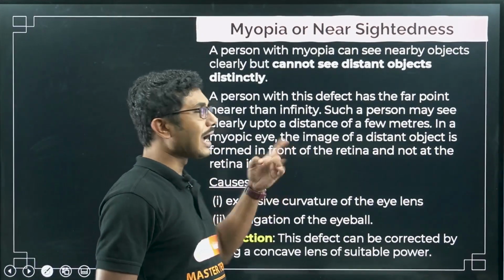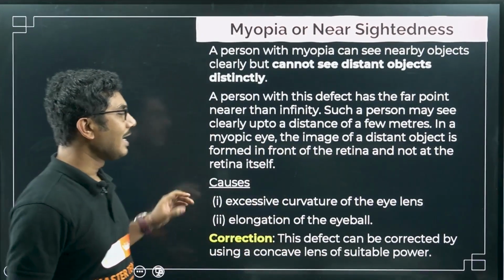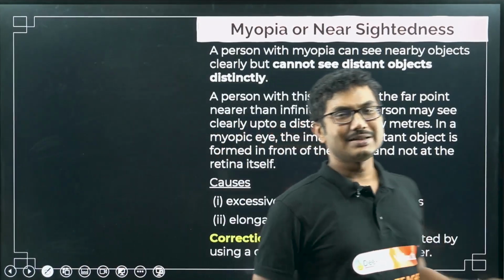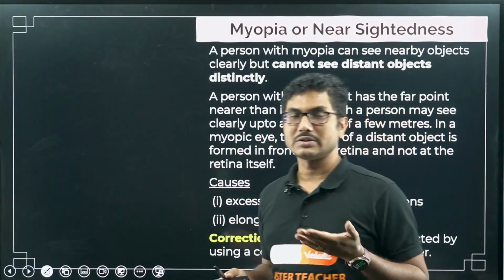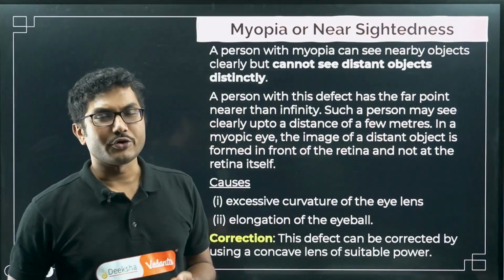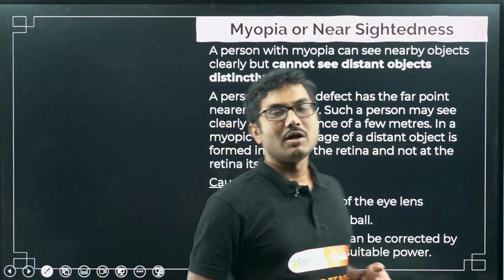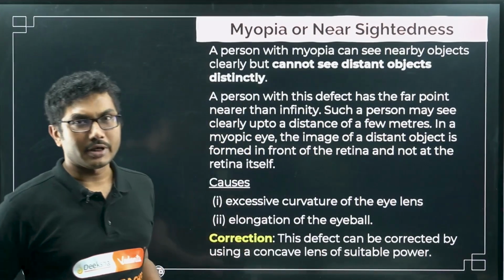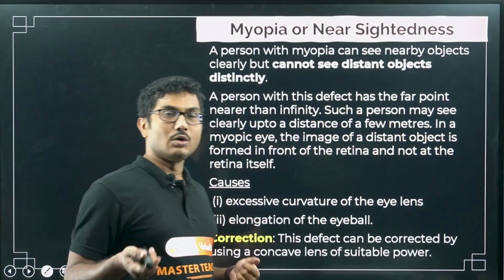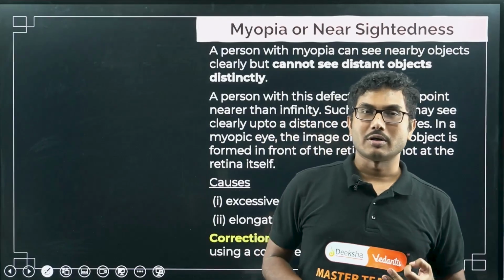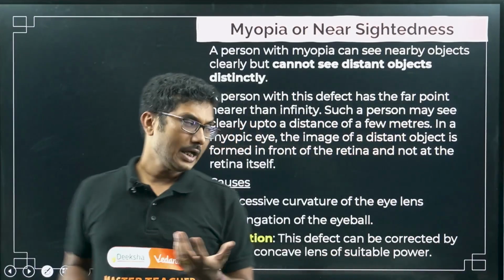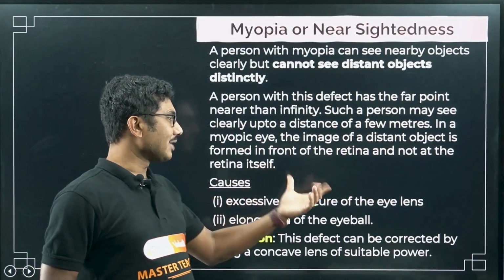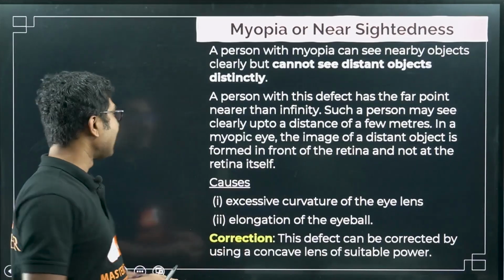Excessive curvature of the eye lens. This is a defect that can be caused by various things. For example, if you continuously read objects which are close to your eye, or if you cry a lot when you are a child, or due to some birth defect, which is very common. And if you study in low light, that is also a possible cause. Because of that excessive curvature of the eye lens, your eye is now more curved.